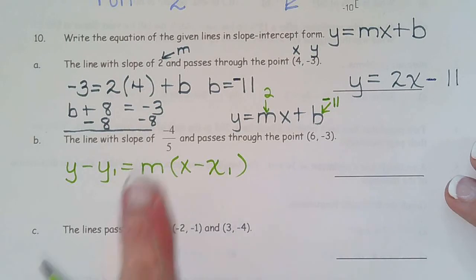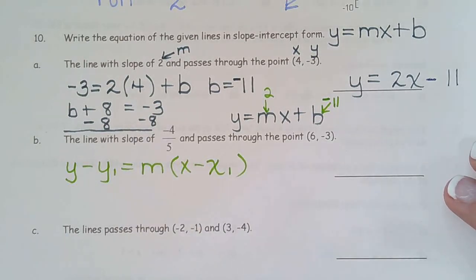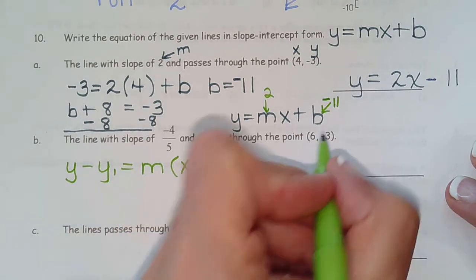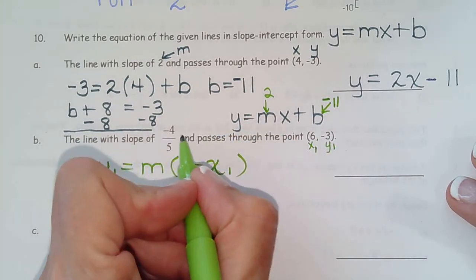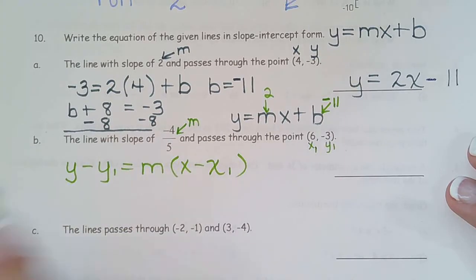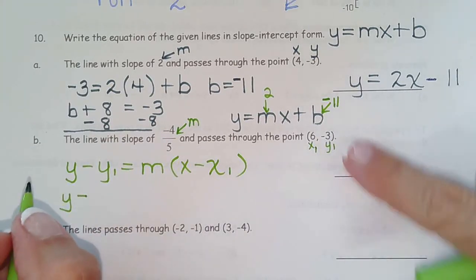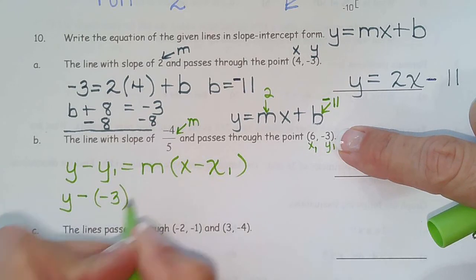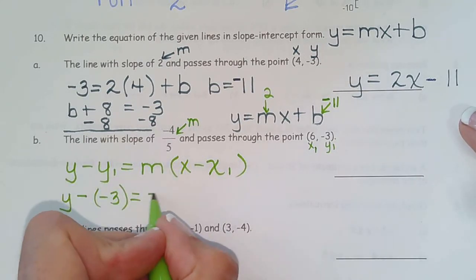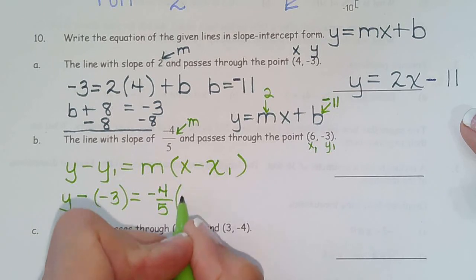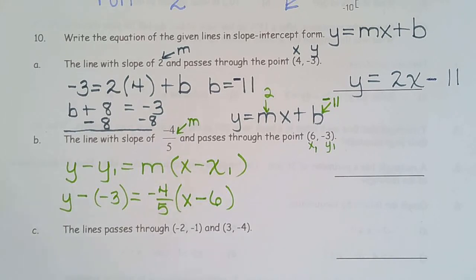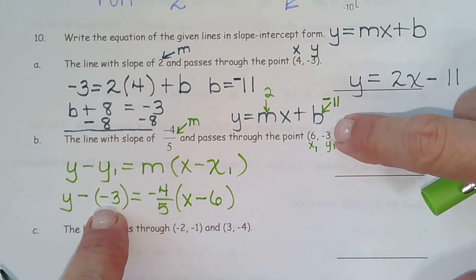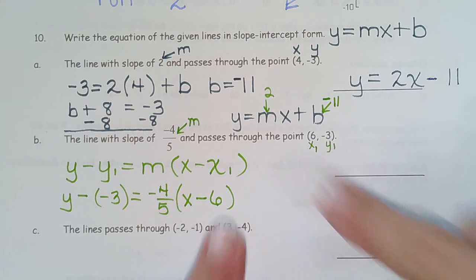Intuition, I guess. Okay, so for this next one, using the other formula, and like I said, if you want to use this formula again, you can, but I just want to make sure you're exposed to both. So when we use this formula, we call it x1 and y1, and then here's my m. So it's going to be y minus -3 equals m, -4/5 times x minus 6. So y minus -3 equals -4/5 times x minus 6.